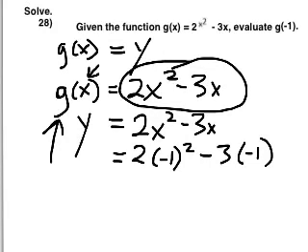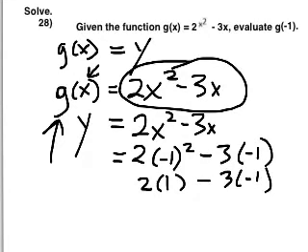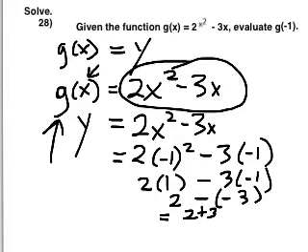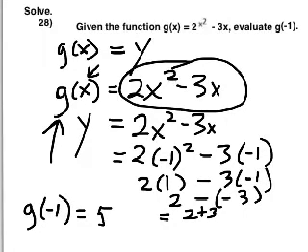Okay, so of course we use our order of operations, right? Negative 1 squared is 1. So we now have 2 times 1 minus 3 times the negative 1. Okay, 2 times 1 is 2. 3 times a negative 1 is a negative 3. And the negative of a negative 3 is a positive 3. So we have 2 plus 3, and that equals 5. So g of a negative 1 equals 5.